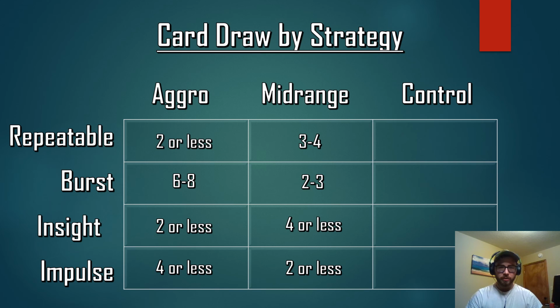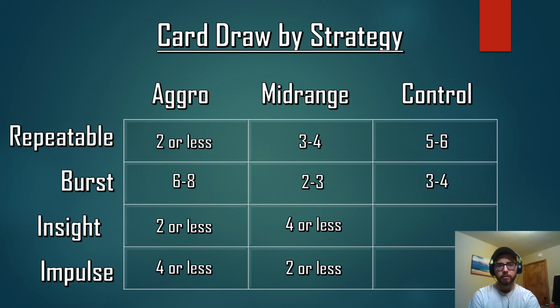As we move over into control from midrange, you're going to notice a pattern here. I would say 5 to 6 repeatable. The consistency that you want is going to be high. You probably aren't going to be playing very many end-game threats, but you want to be able to answer everything. So being able to have repeatable sources of card draw is far more important in a control deck. Burst, I would say 3 to 4. You just want more of that.